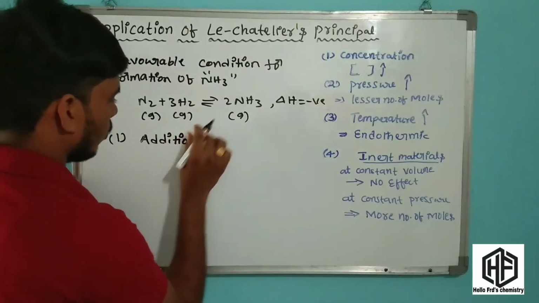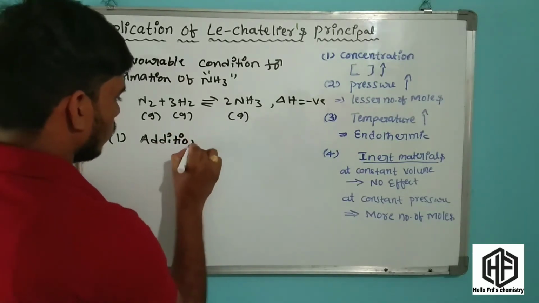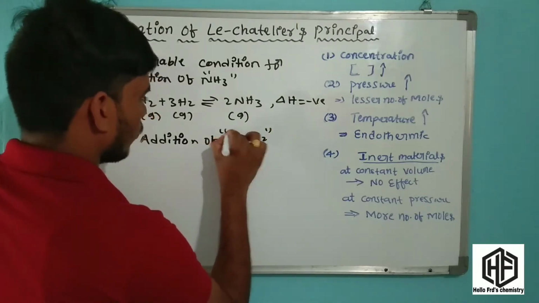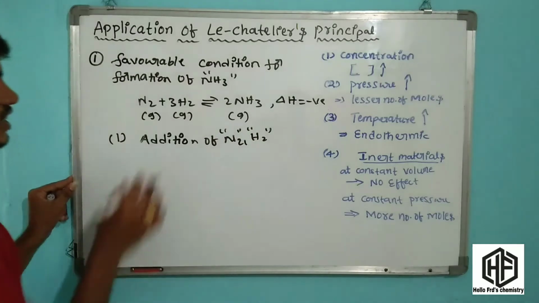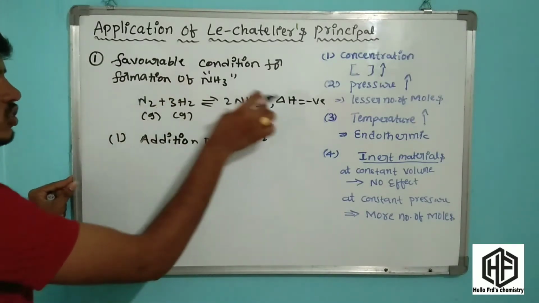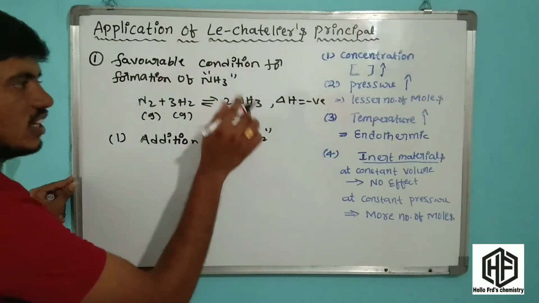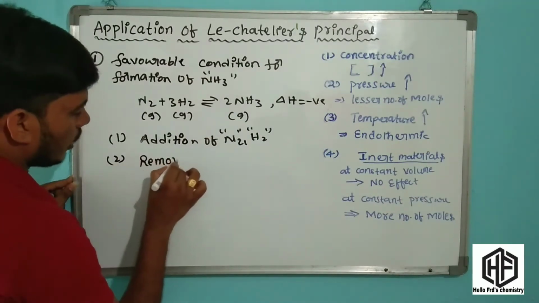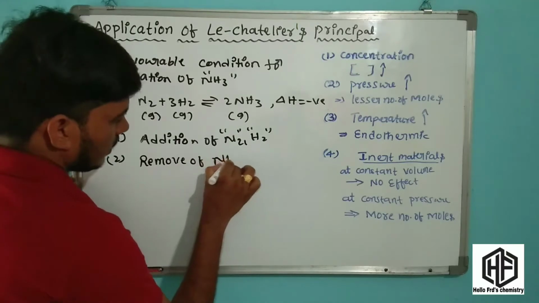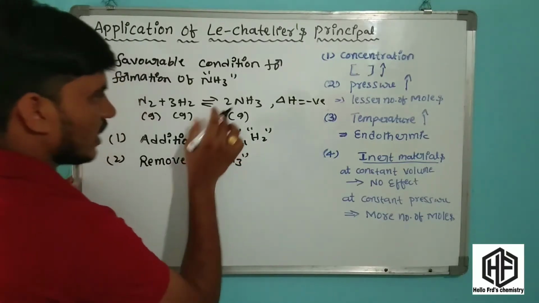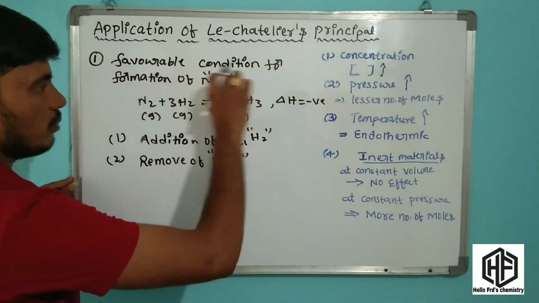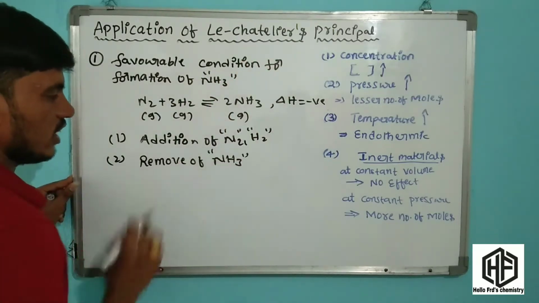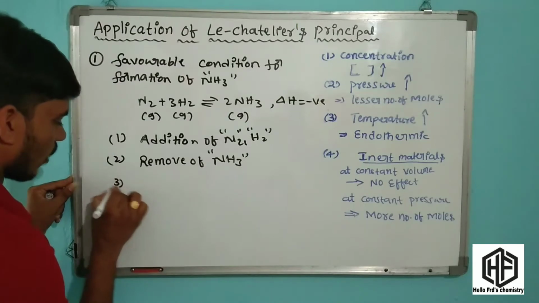Addition of N2 and H2. This is the first favorable condition, friends: addition of N2 and H2 for formation of NH3. The second one is removal of NH3. What happened, friends? When NH3 is removed, the equilibrium shifts to the forward direction and NH3 production increases. That is the second favorable condition.